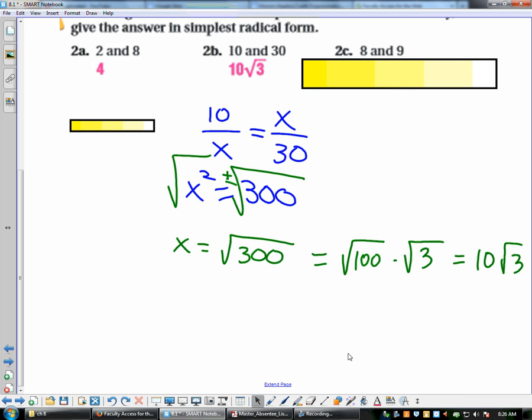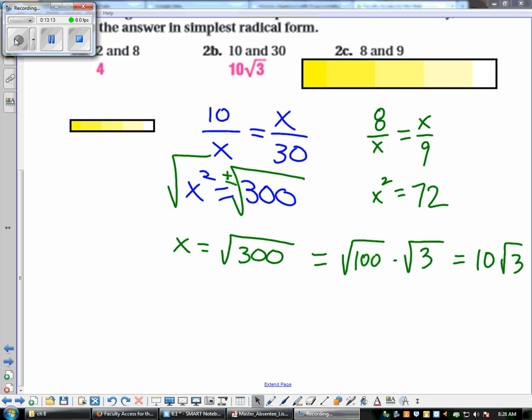All right, how are we going to set this one up, Jacob? 8 is to x as x is to 9. That means that x is the geometric mean between 8 and 9. So x squared equals 72. Take the square root and simplify that, please.